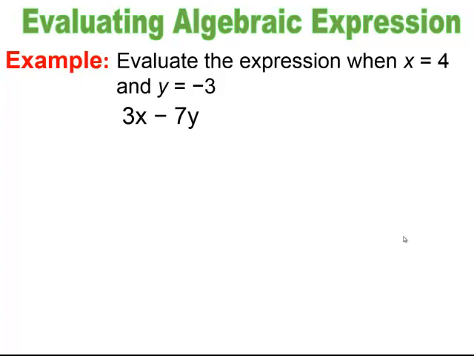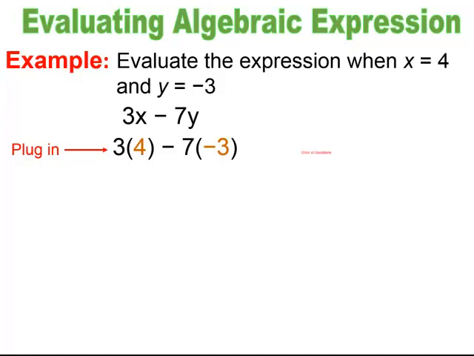So they're giving me the values for x and y, and to evaluate, it means I have to take those values and substitute them into the expression. So when I do this, I'm plugging it in, and I'm using parentheses. The reason I'm using parentheses is because 3 is attached to x, which means that when I plug the 4 into x, I'm going to have multiplication. And the same goes with the y. 7 is attached to the y, so when I plug in that negative 3, I'm going to end up multiplying.